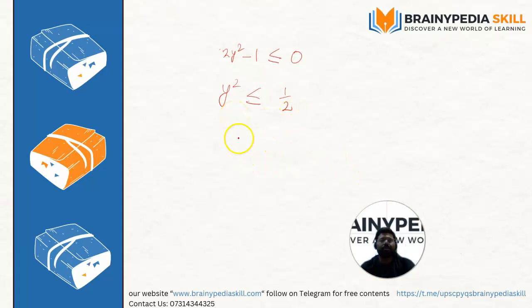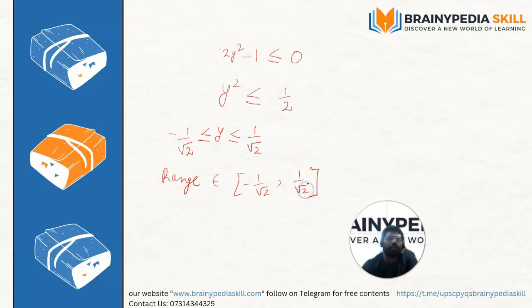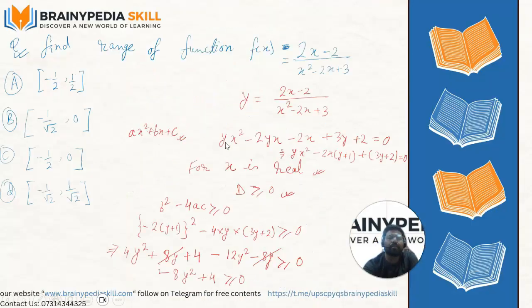So what should be the possible values of y? y must be less than or equal to 1 by root 2 and greater than or equal to minus 1 by root 2. Okay. This part is clear, I hope. So what is the range? Range is minus 1 by root 2 to 1 by root 2. Okay. This part is clear to everybody. So minus 1 by root 2 to 1 by root 2. That is option D. Clear?